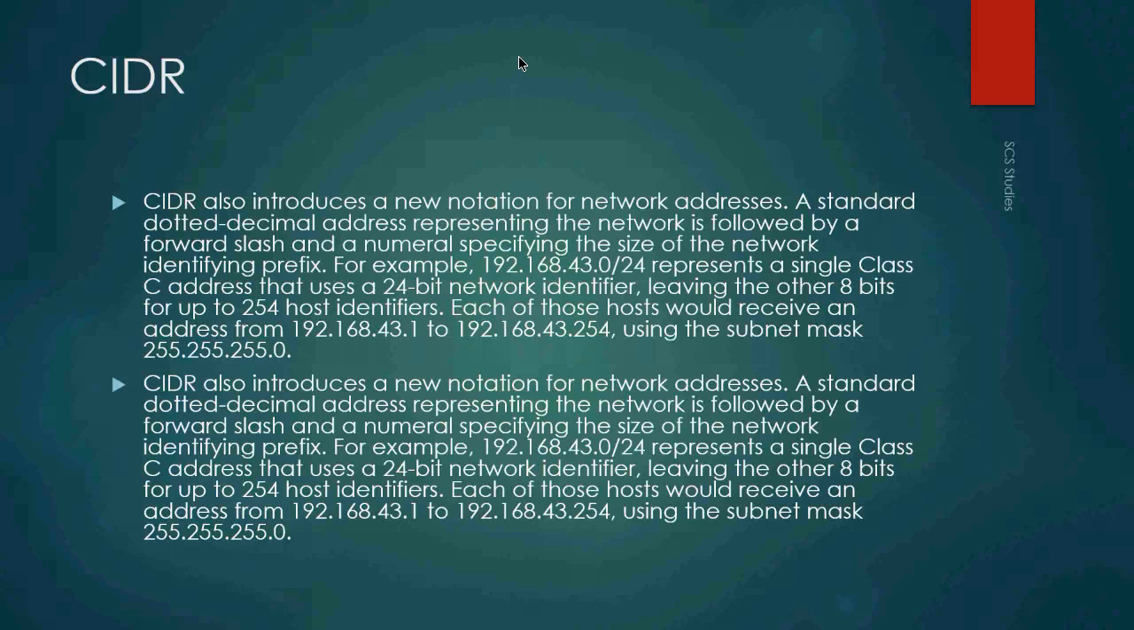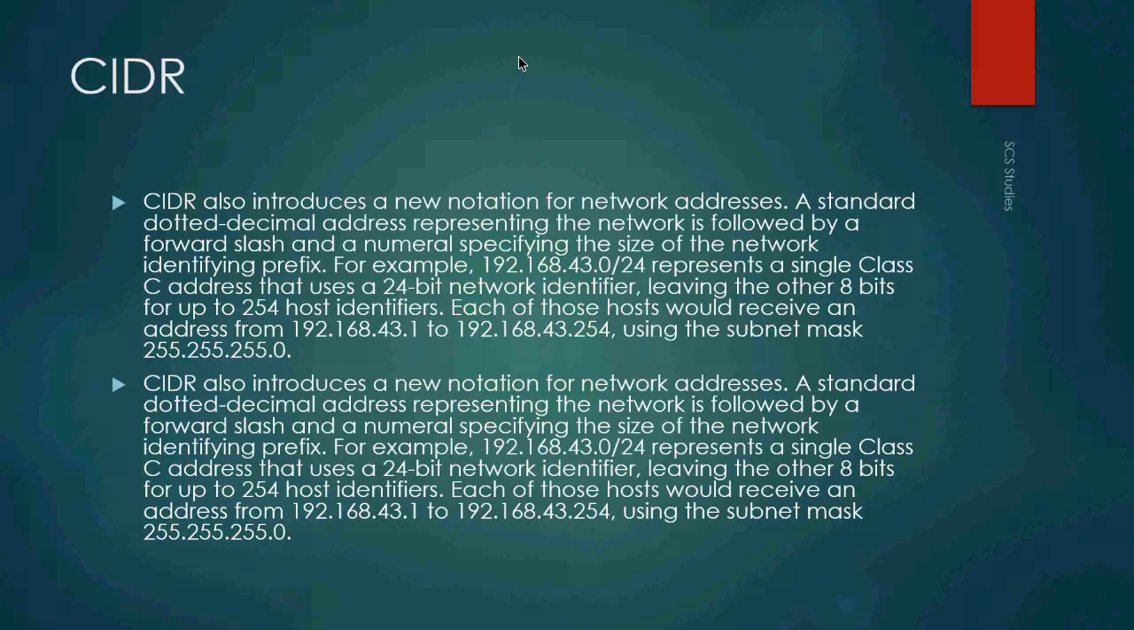Leaving 8 bits for up to 254 host identifiers. Each of these hosts would receive an address from 192.168.43.1 to 192.168.43.254, using the subnet mask of 255.255.255.0.